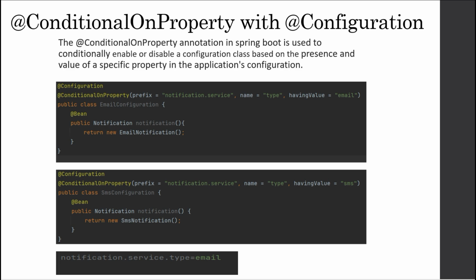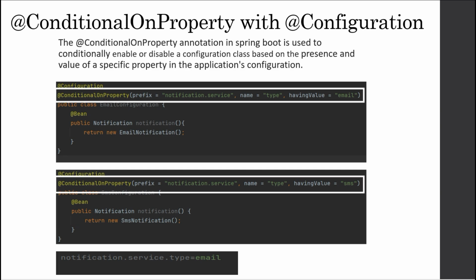The @ConditionalOnProperty annotation can also be used with the @Configuration annotation. So here on the screen you can see that we have two configuration classes. The first one is EmailConfiguration and the second one is SMSConfiguration. In the EmailConfiguration class, we have one bean method, and that bean method is used to create a bean for email notification. In the SMSConfiguration class, we have one method, notification, and this will create a bean for SMS notification. On both of these configuration classes, we have applied the @ConditionalOnProperty annotation.